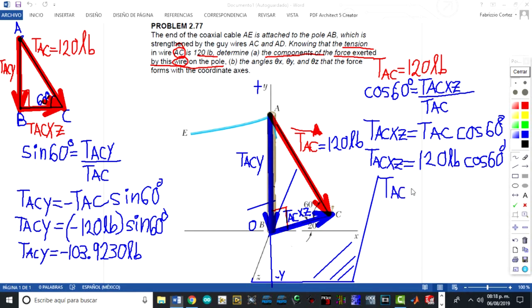So if we perform this operation in the calculator, 120 pounds times cosine of 60 degrees, it will be 60 pounds. This will be the value of this component.